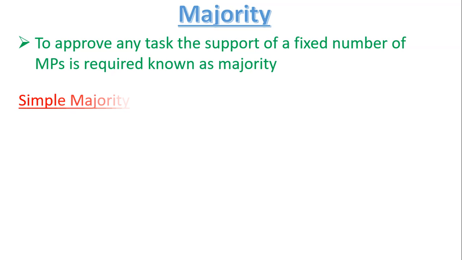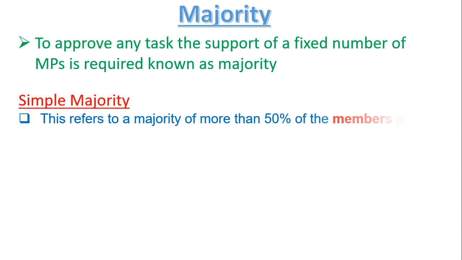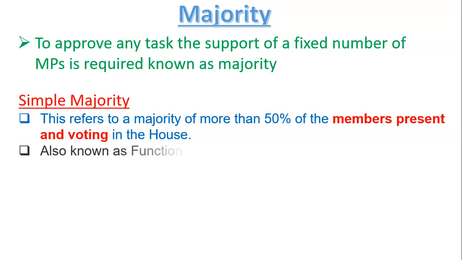Okay, now friends, majority can be of many types. So when we study the types of majority, then you will clearly understand what actually majority is. So first of all, there comes simple majority. So what is simple majority? Simple majority refers to a majority of more than 50% of the members present and voting in the house. This is also known as functional or working majority.